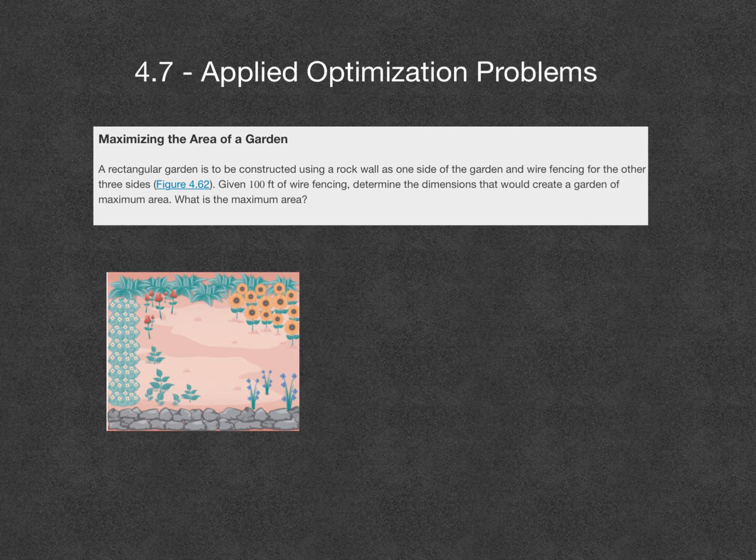So if you want to pause the video and read what we're going to do in this problem, go ahead and do that. Okay, assuming that you already did, let's take a look. We have a rectangular garden. You can see a picture of it below. It's beautiful. And it has a rock wall on one side. That's important. And we're putting wire fencing on the other three sides.